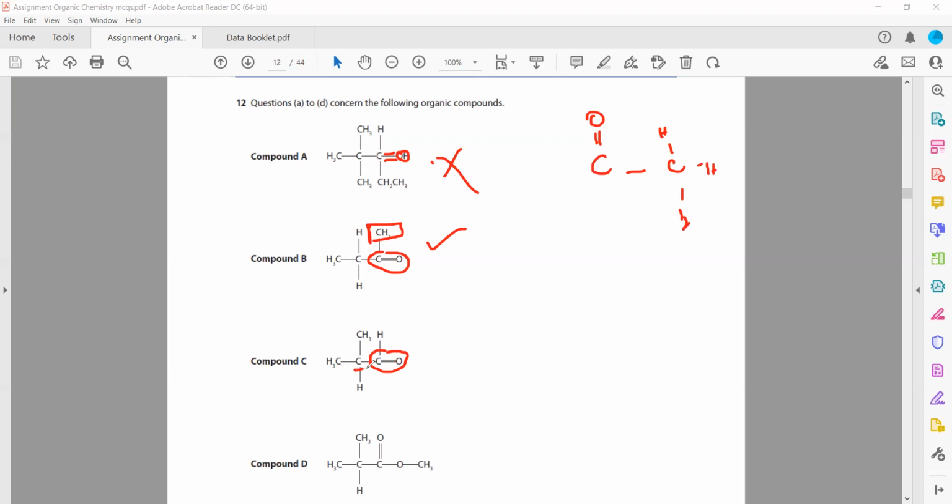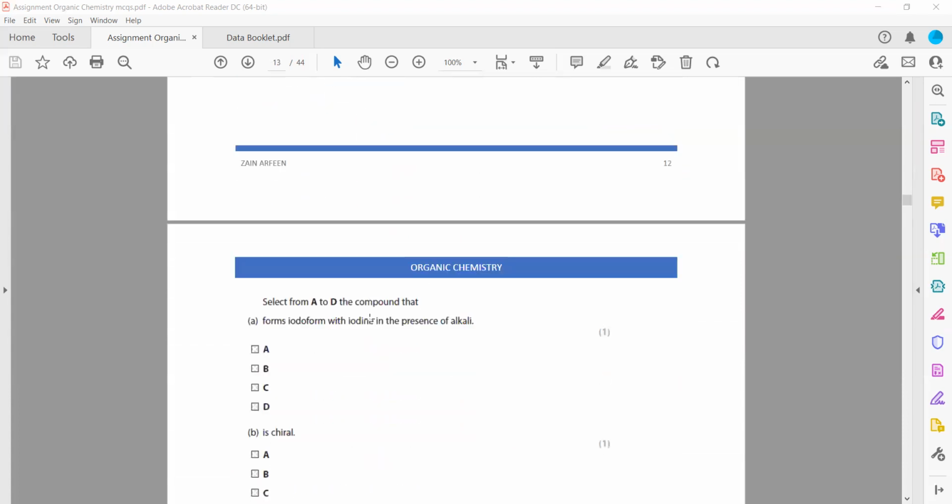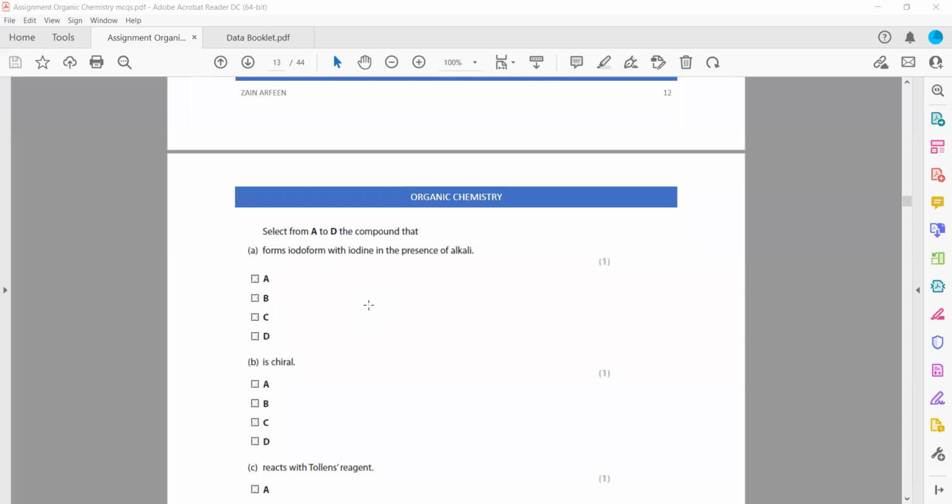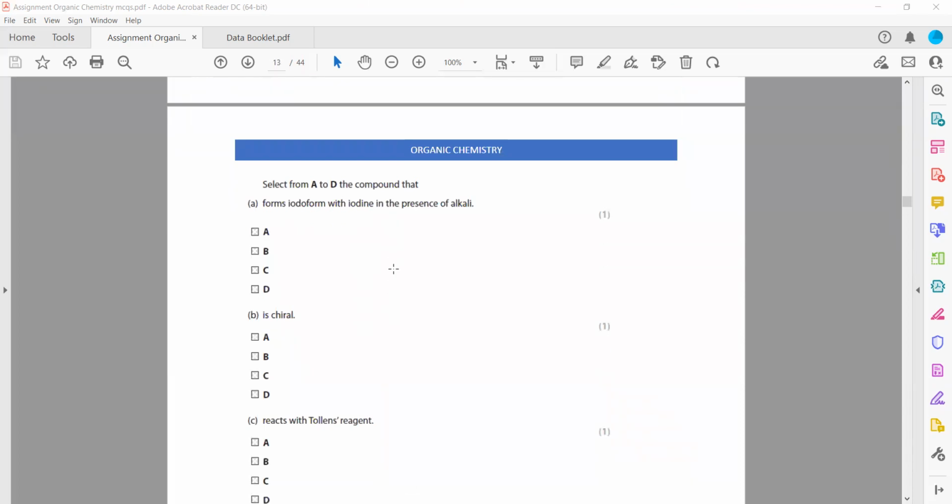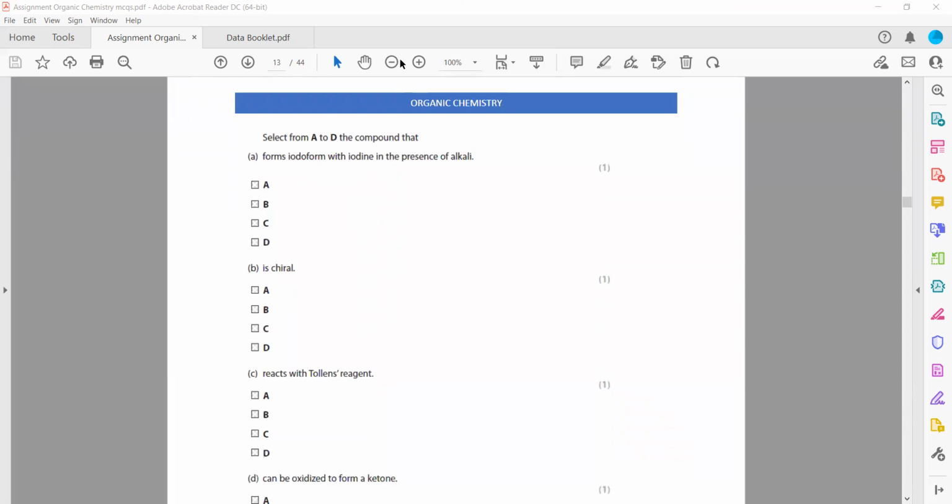Here when we check C double bonded with O, next to that is not a methyl group, because this is a carbon chain, and the methyl group is not directly attached. When we check this one, C double bonded with O, next to that is not a methyl group, so it won't give a positive result. So the correct answer, the compound which forms iodoform with iodine in the presence of alkali, is compound B.